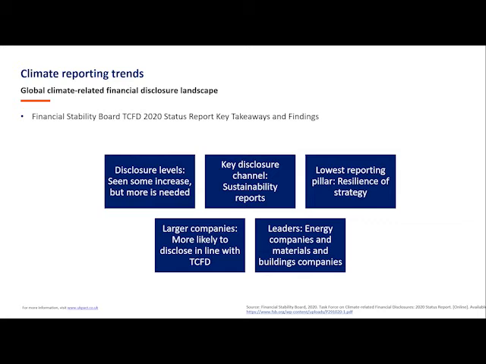Another finding was that larger companies were more likely to disclose information aligned to the TCFD recommendations, and on average 42% of companies with a market cap greater than $10 billion disclosed their information in alignment with the TCFD recommendations in 2019, whilst that 42% average is contrasted with a 15% average for companies with a market cap less than $3 billion.